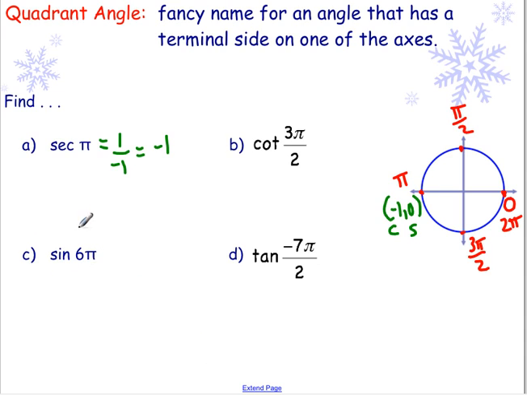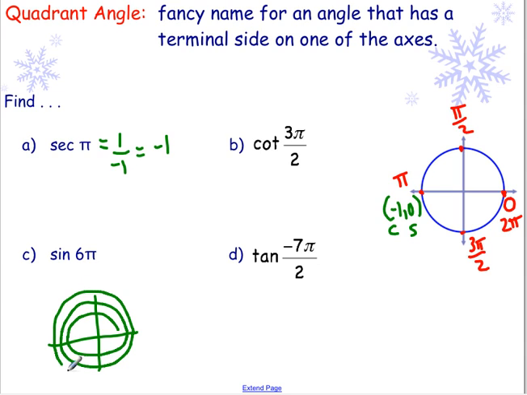Sine of 6 pi, I know that might seem a little weird, like what's up with 6 pi? Think of it this way. Here's 1 pi, there's 2 pi, here's 3 pi, 4 pi, 5 pi, 6 pi. So 6 pi ends up right there. The coordinates at that point is 1, 0. So if I want sine, it's just 0.